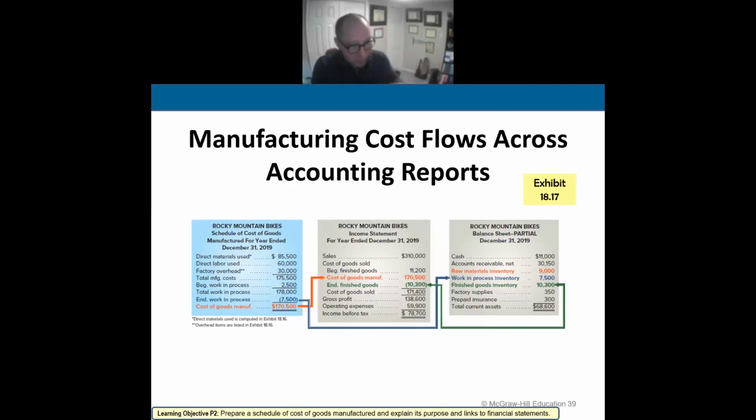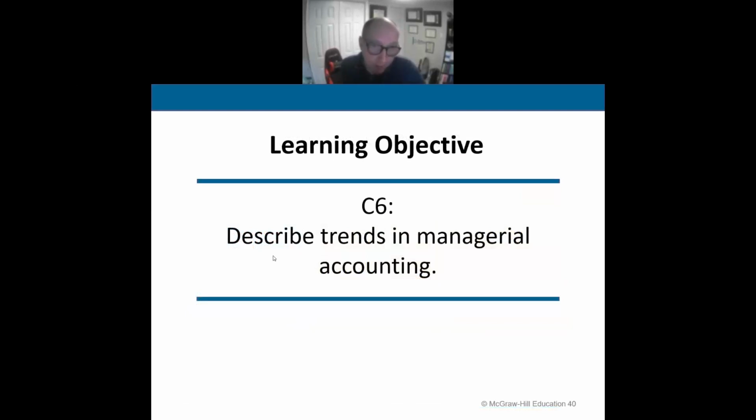The cost flows like this. This is just a nice visual representation, right? From the cost of goods manufactured, it shows up, of course, on our income statement. And as cost of goods manufactured, the ending work in process shows up on our balance sheet as work in process inventory. Finished goods inventory from our balance sheet shows up on our income statement as ending finished goods. We subtract that from the cost of goods manufactured to get our cost of goods sold. Just a nice visual flow of the information.